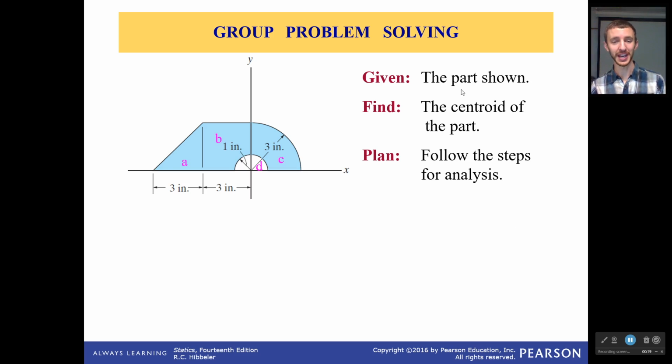So, we have a part. It looks like this. Now we're trying to find the centroid of this part. It's a two-dimensional problem, so a little bit easier this time.